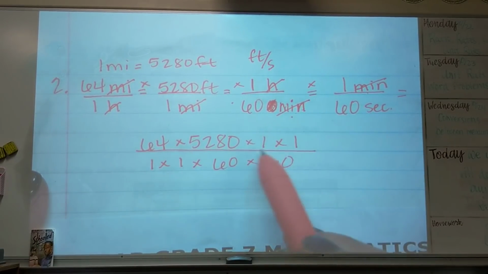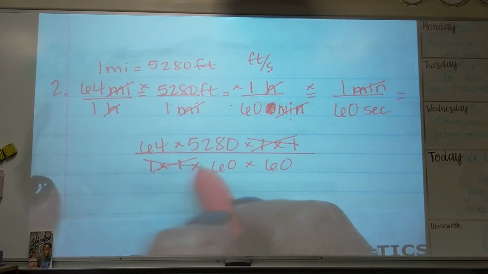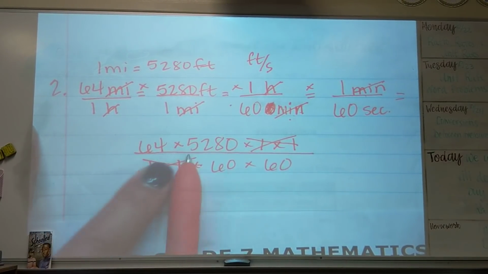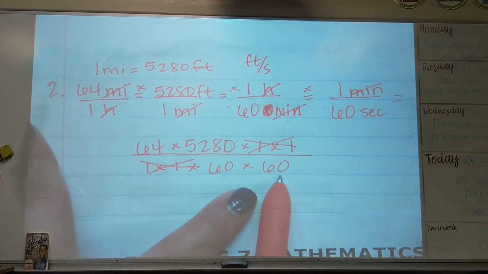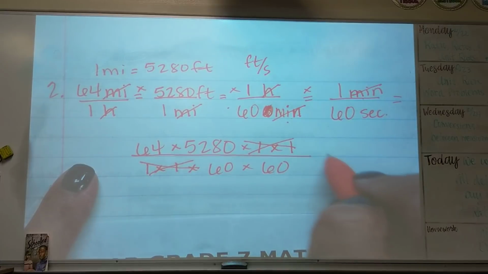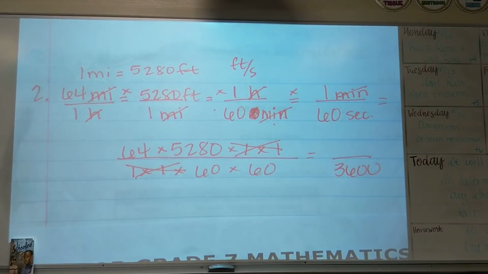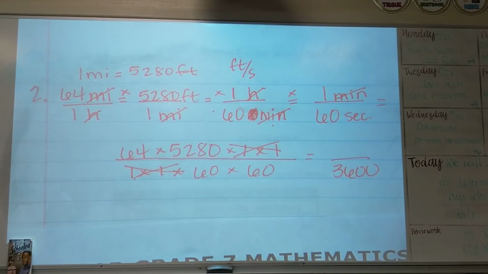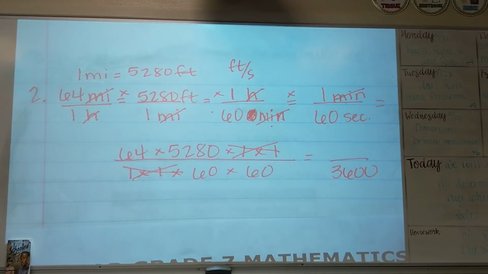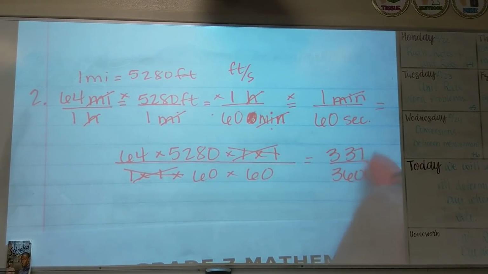But we don't necessarily need those ones, right? No. Anything times 1 is itself. So we're really multiplying 64 times 5,280, 60 times 60. So do y'all see where we get that 3,600 now? Yes. Okay? To save time, we have 5,280 times 64. 337,920.